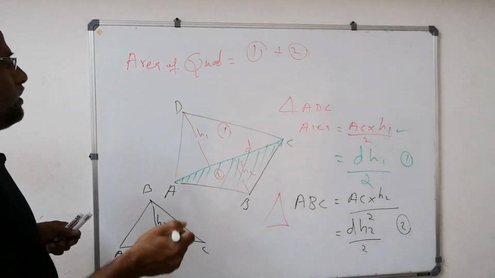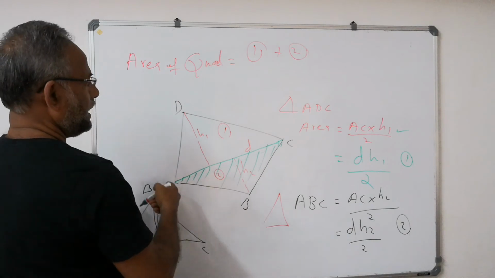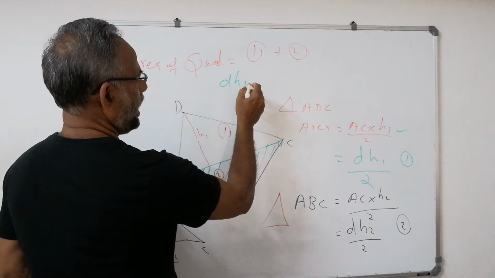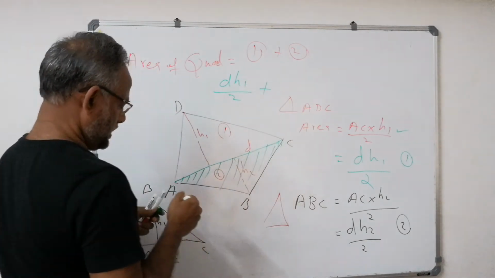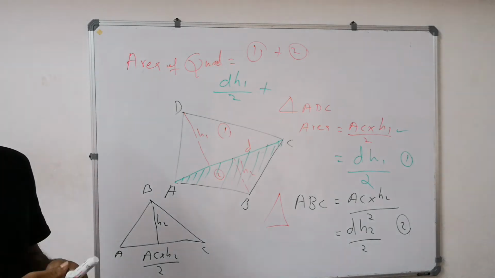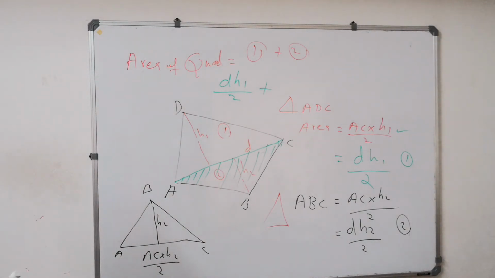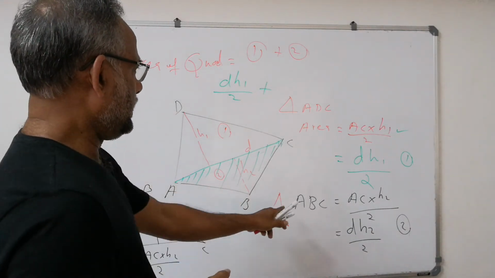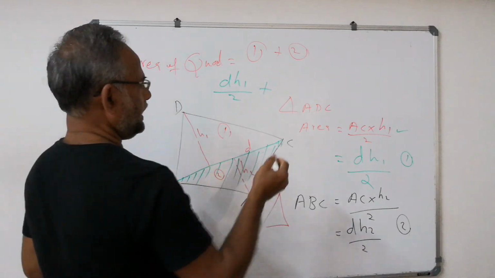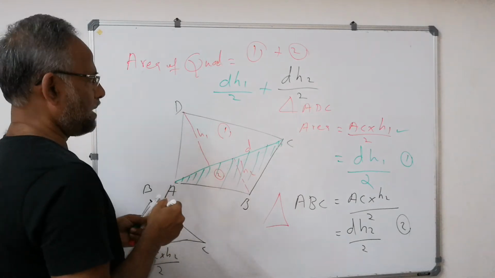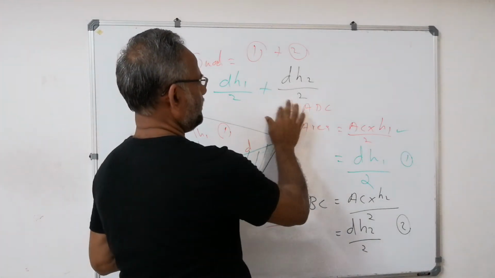So add that. First one, area of triangle ADC is equal to D H1 by 2, plus 2 in dark color, that means area of triangle ABC. Yes, correct. Now girls are active. Okay, fine, good. Now girls are leading. So here triangle ABC is equal to D H2 by 2. I think I am correct. So triangle ADC we did before.